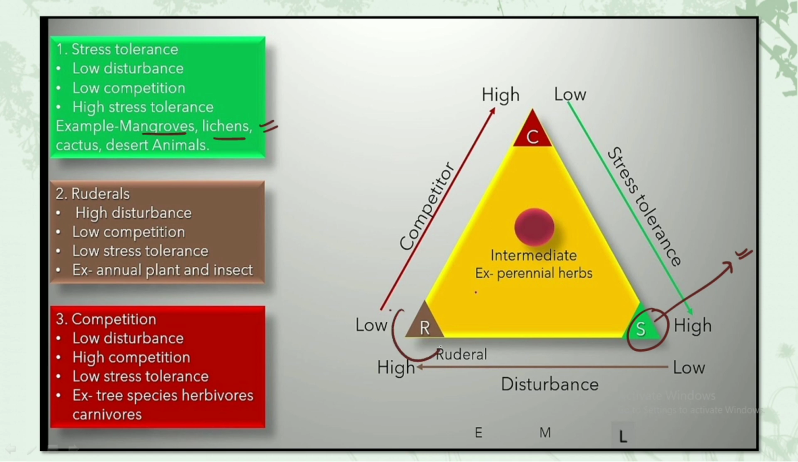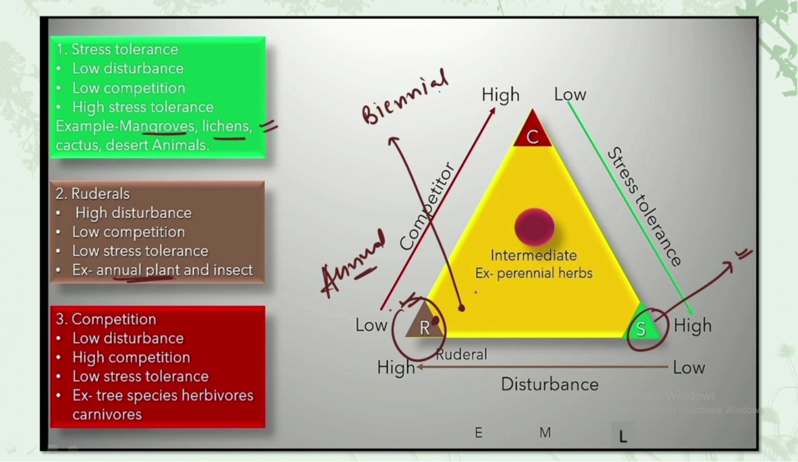So in this area where the ruderals are present, the most common examples are the annual plants. You have to remember about this example, that a common example for the ruderals are the annual plants, where there is very high disturbance and low competition. And adjacent to the annual plants we have the biennial plants. So biennials are the ones that flower twice in a year.